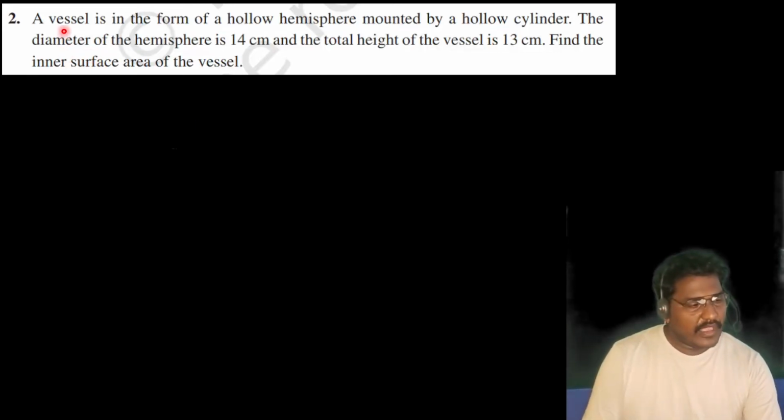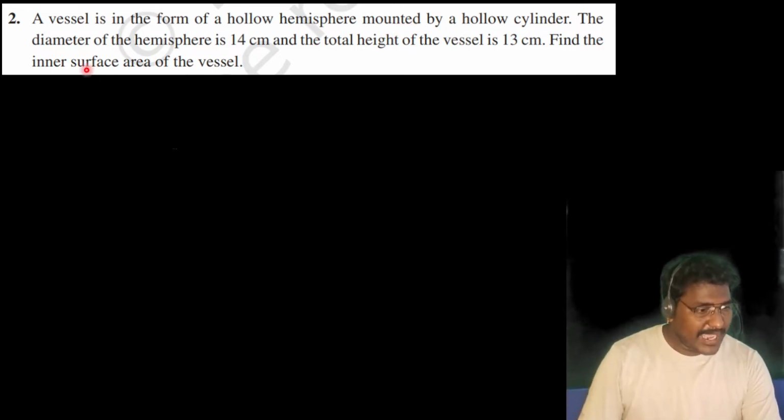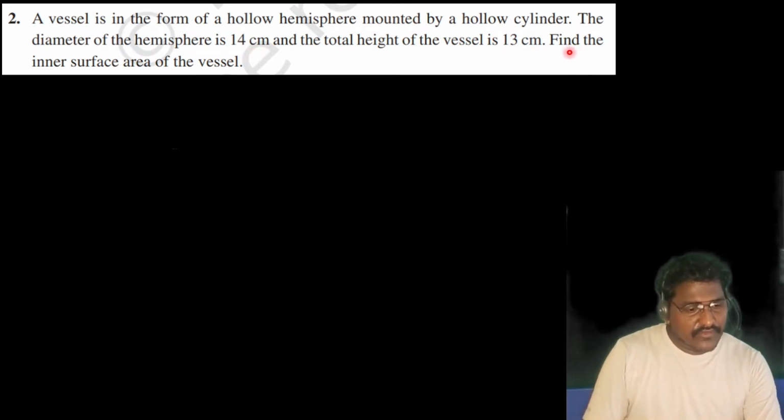A vessel is in the form of a hollow hemisphere mounted by a hollow cylinder. The diameter of the hemisphere is 14 centimeter and the total height of the vessel is 13 centimeter. Find the inner surface area of the vessel. Let me draw the diagram first.